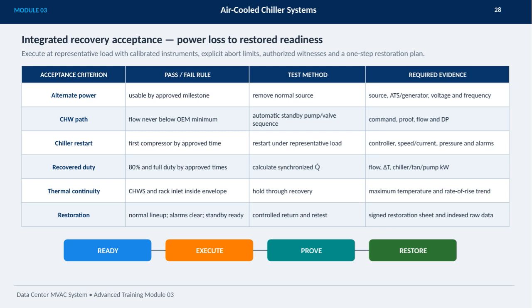Recovered duty targets require achieving 80% and full load by specific approved times, calculated via synchronized flow, temperature differential, and power consumption of chillers, fans, and pumps. Thermal continuity must be maintained inside the chilled water supply and rack inlet envelope throughout recovery, keeping temperature rise and maximum temperature within limits. Finally, restoration returns the system to normal lineup with alarms cleared and standby equipment ready, followed by controlled return and retesting. Documentation like signed restoration sheets and indexed raw data provide the required evidence to confirm successful readiness. This thorough process ensures reliability and safety for critical cooling in data centers.